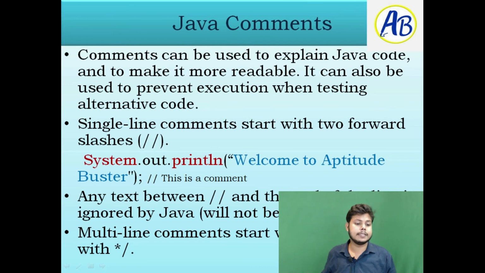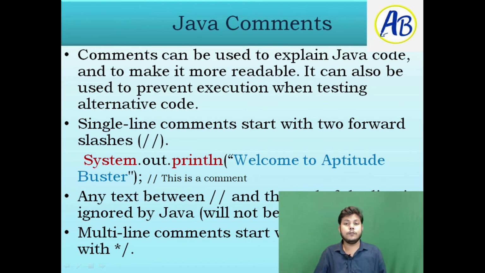Let's say we have written System.out.println("Welcome to Aptitude Buster"); then a semicolon, then 2 forward slashes, then "this is a comment". The compiler will run only the System.out.println statement and print Welcome to Aptitude Buster. It will not print "this is a comment", because we used the 2 forward slashes. It means you are showing what this code means, not for execution purposes. Any text between the 2 slashes and the end of the line is ignored by Java; the Java compiler will not execute it.